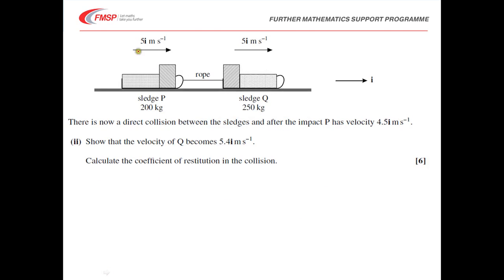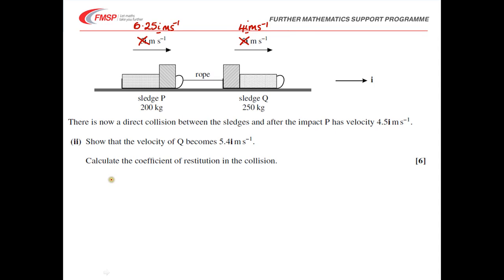So there's now a direct collision between the sledges, and after the impact P has this new velocity. I'm just changing the velocities here to the ones that we had in the previous question. So P is moving with 6.25I meters per second velocity, so it's catching up with Q, which is going at 4 meters per second. Sorry, my mistake, 4I meters per second. So you can see, as I say, that P is catching up with Q because it's going that little bit faster. So we would expect there to be a collision between the two, and we're told after the impact P has this velocity 4.5I meters per second.